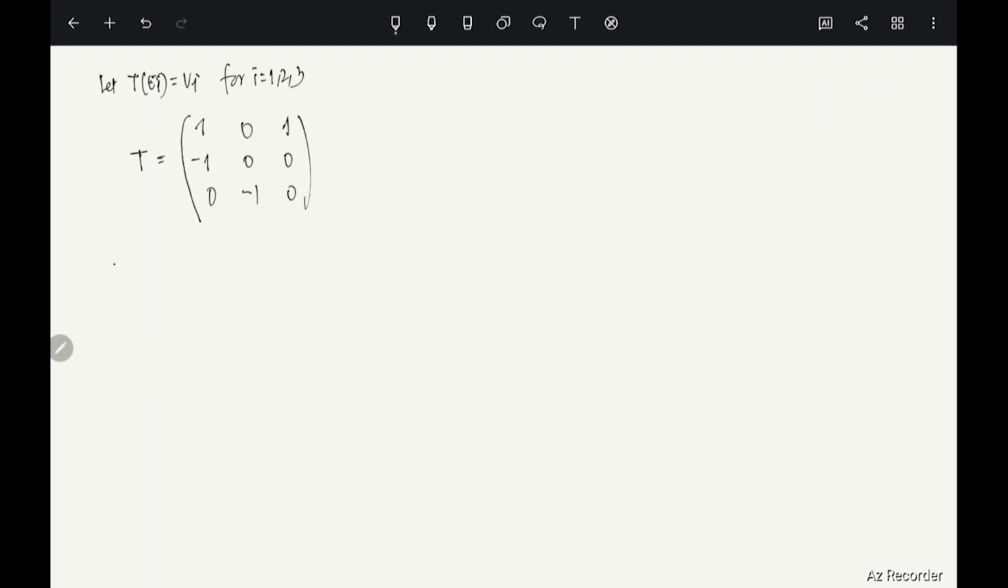Therefore, what is T inverse AT? If you calculate it, T inverse AT acting at e1 will be 2 0 0, acting at e2 is 1 2 0, and acting at e3 is 0 1 2. So this is the T inverse AT.